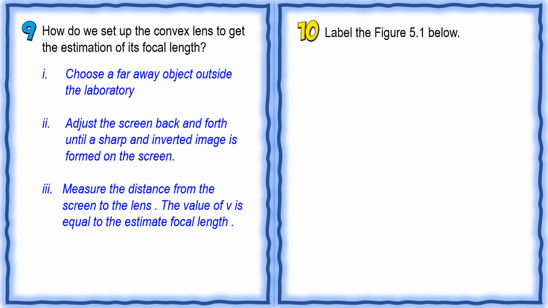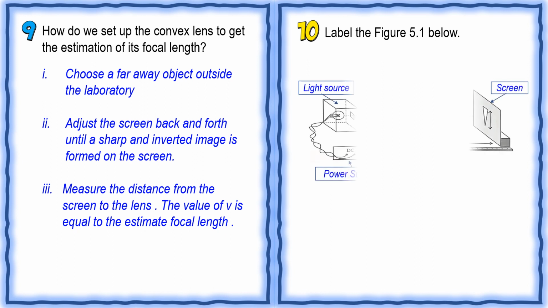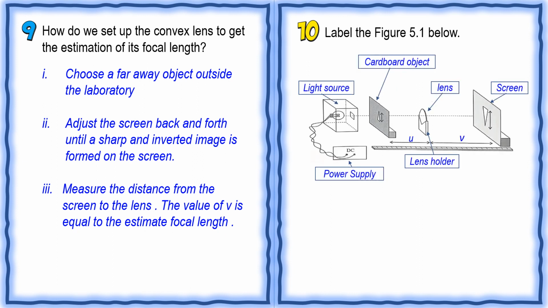For question number 10, you need to label Figure 5.1 below. So referring to the figure, we have the light source, power supply, cardboard as our object, lens, and then we have the lens holder and also the screen. You will use the meter rule to measure the distance of u and v.